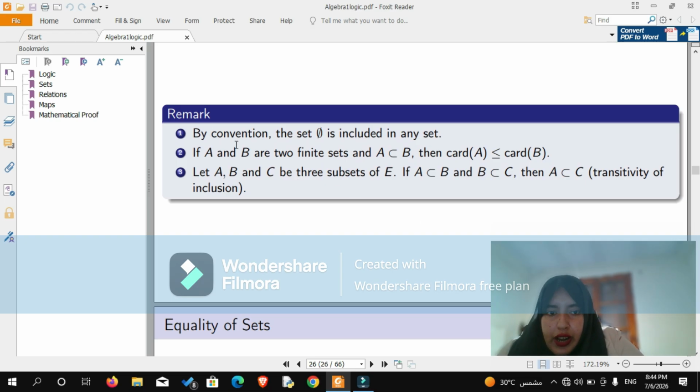Remark: by convention, the empty set is included in any set. If A and B are two finite sets and A is included in B, then card of A is less than or equal to card of B. Let A, B and C be three subsets of E. If A is included in B, and B is included in C, then A is included in C. That's the transitivity of inclusion.